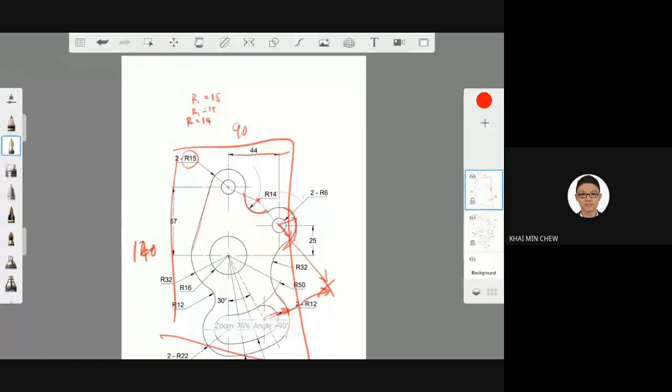In case this is not clear, again, lots of resources on the internet. What we're looking at here is arc tangent to two arcs. This will be the keyword if you want to look for some resources.